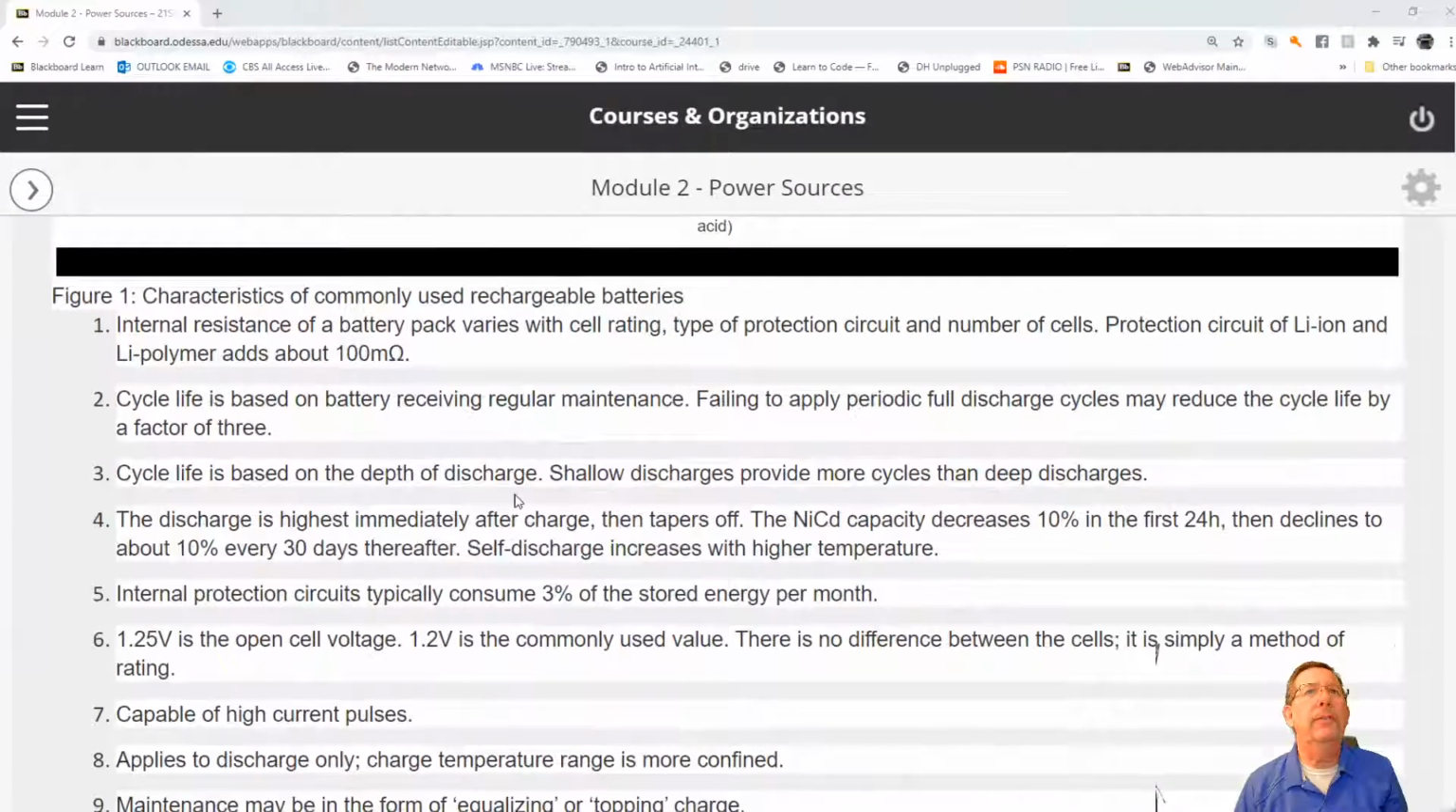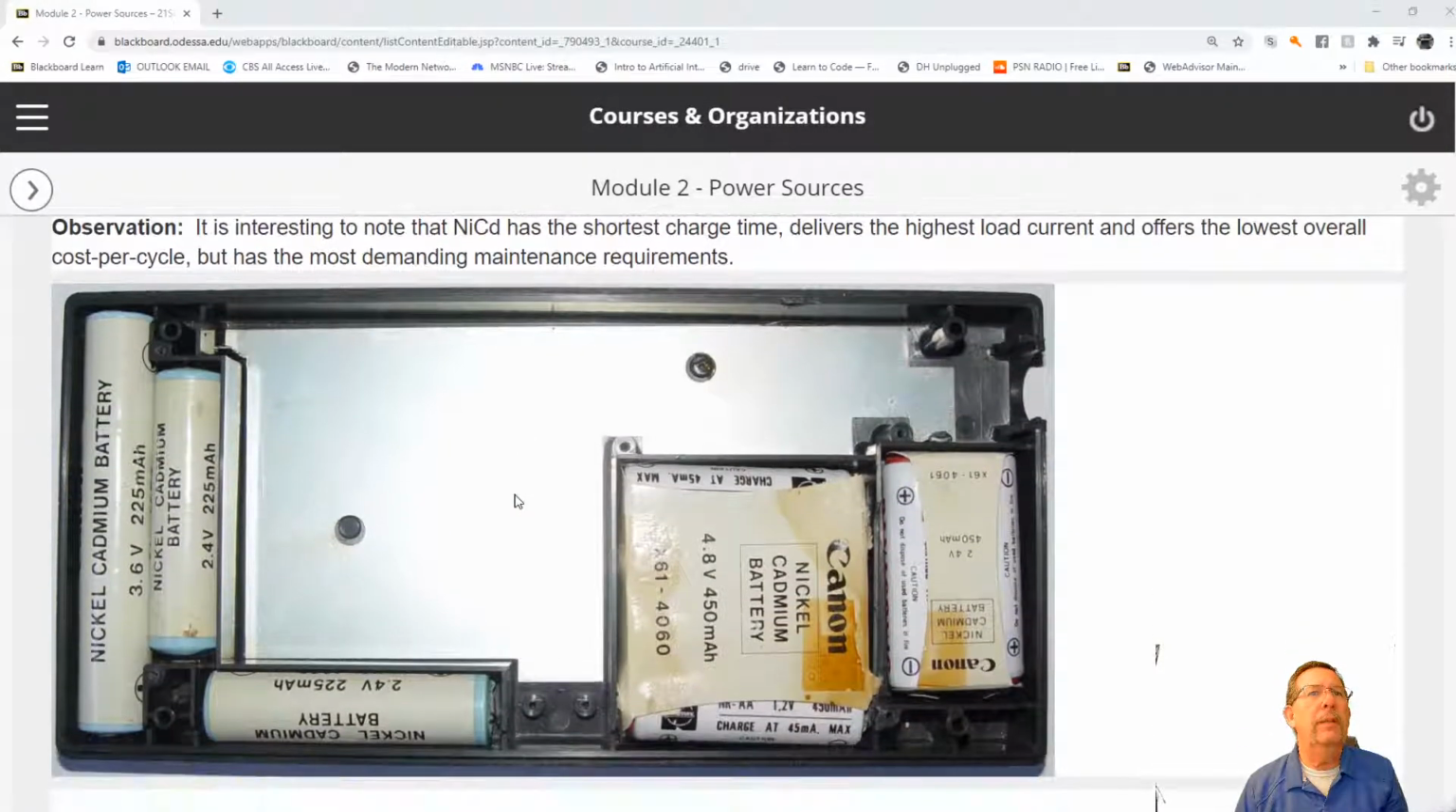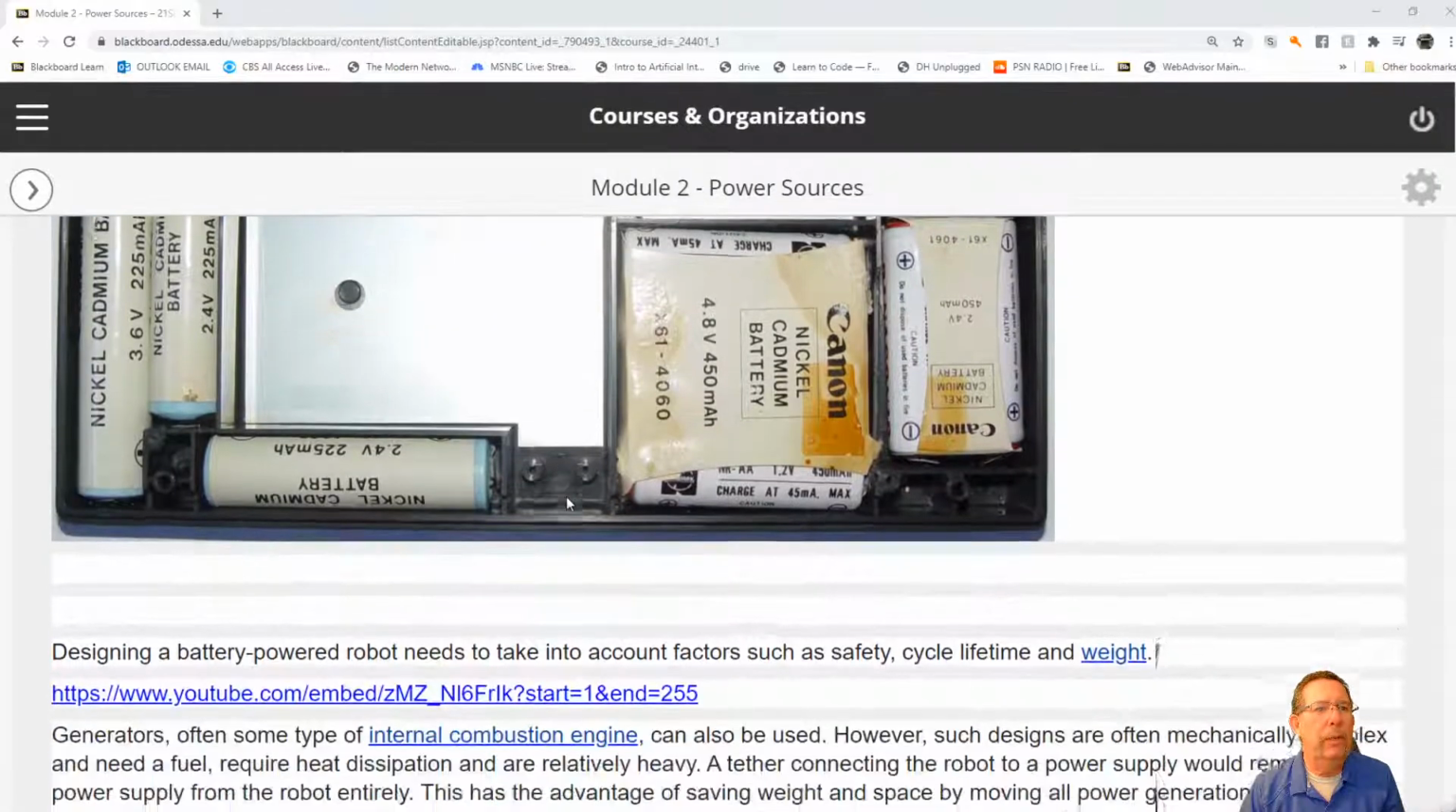So basically, these are just footnotes. This right here, it's interesting to note that nickel cadmium has the shortest charge time. It delivers the highest load current, and it offers the lowest overall cost per cycle, but has the most demanding maintenance requirements. But look, nickel cadmium. This device, whatever this device was, I don't even know what it was.